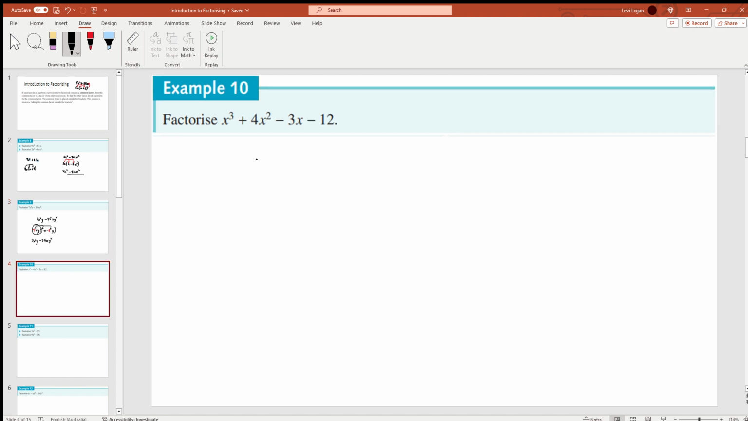So, at the start, you're probably thinking, how are we going to factorize that? Well, this is a thing we're going to have to do. It's called grouping. So, just look at these first terms and these terms here. Treat them separately. So, x cubed plus 4x squared minus 3x minus 12.